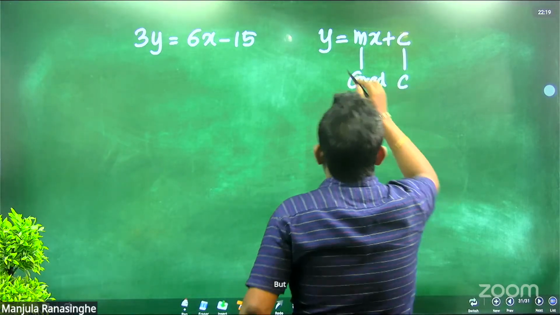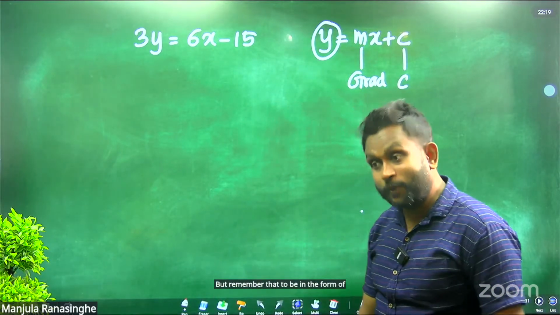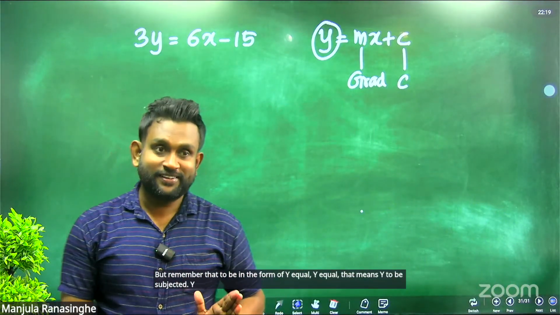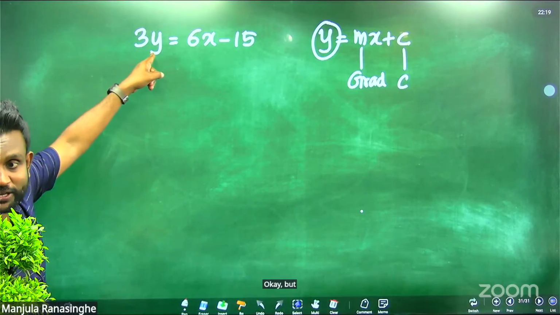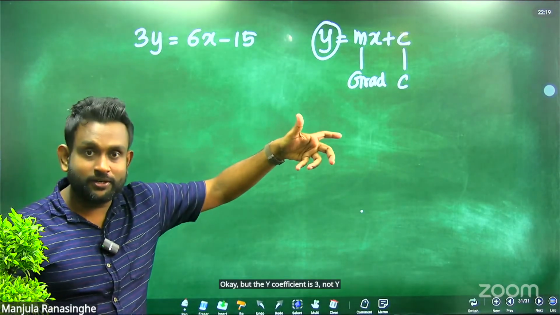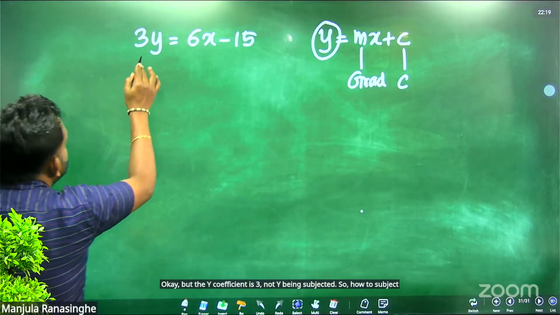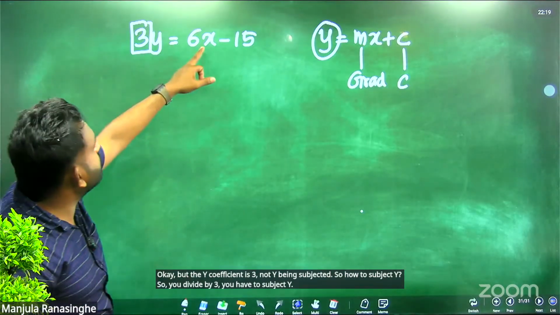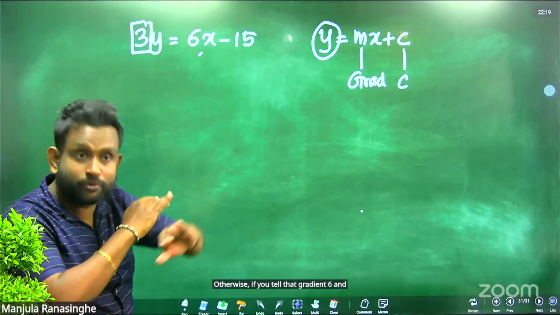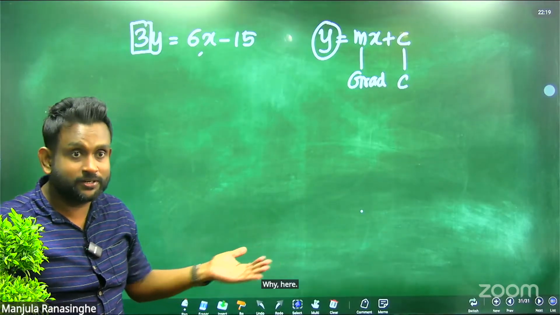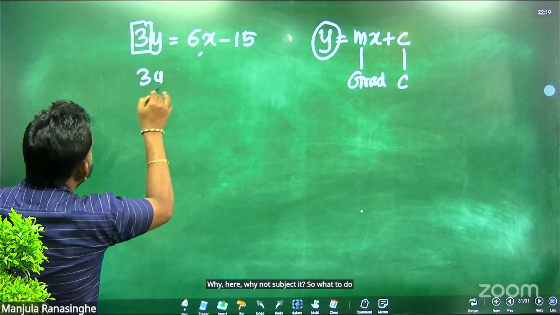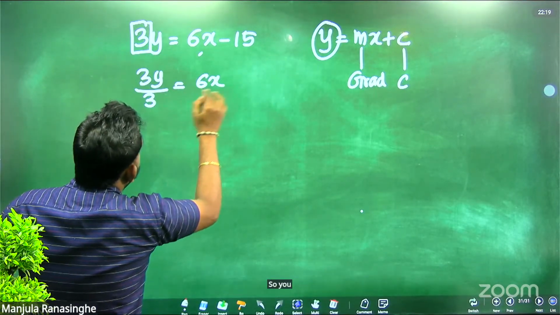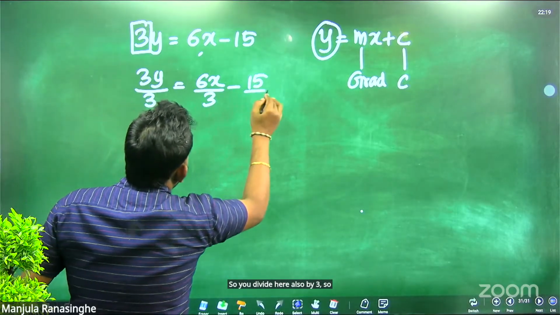But remember that to be in the form of y equal, that means y to be subjected, the y coefficient should be 1. Okay, but here the y coefficient is 3, not y being subjected. So how to subject y? You divide by 3. Otherwise, if you say gradient 6 and intercept 15, that is wrong. Why? Here y is not subjected. So what to do? You subject y by dividing all the terms of the equation by 3. So you divide here also by 3, and here also by 3.